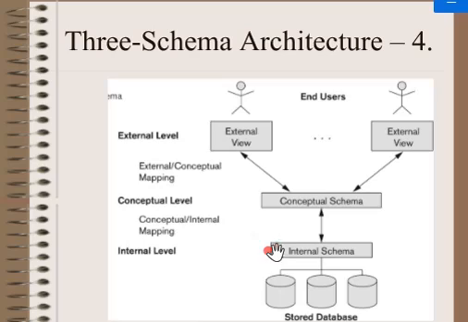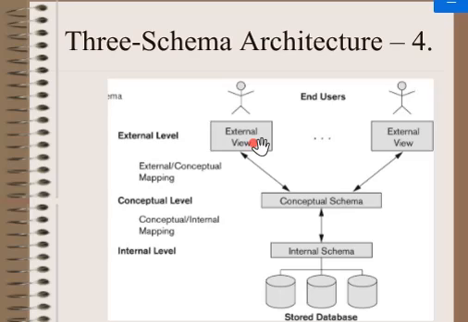Whereas the conceptual level always deals with the structure of the whole database for the community of users. So it hides the details of the physical storage structure and concentrates on describing the entities, data types, relationships, user constraints, user operations, and so on. The implementation conceptual schema, or the implementation model, is what we use to develop this. Next we have the external level schema.